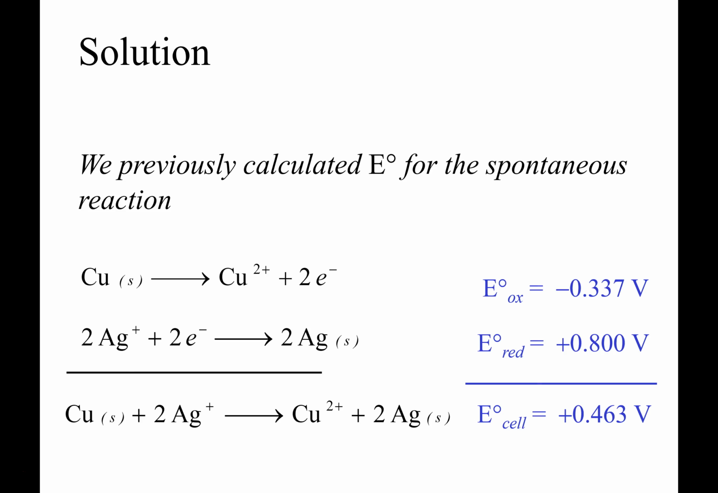We actually, back in the previous part, went ahead and made a cell out of copper and silver. And as it turns out, our copper would be the oxidation half cell. The silver would be the reduction half cell. We know that works well because we have a positive cell potential, the most positive we could get with this combination.